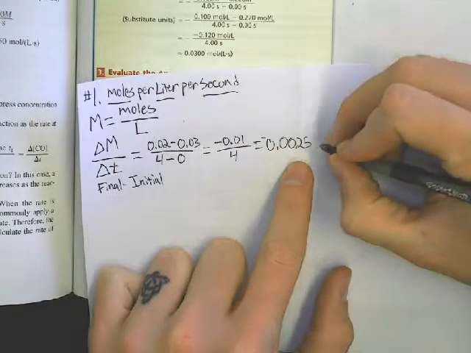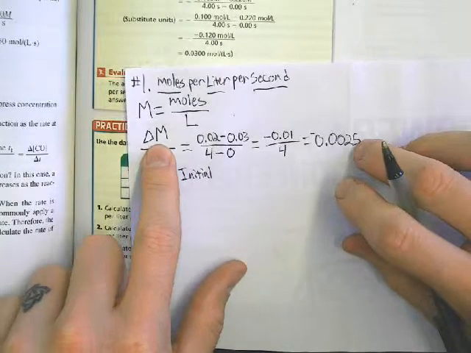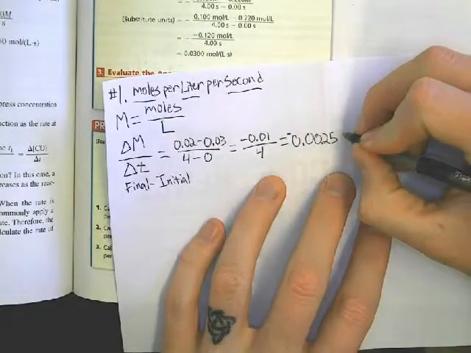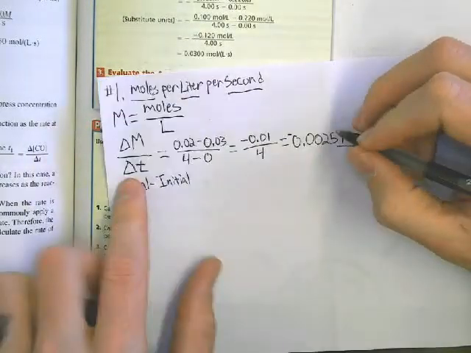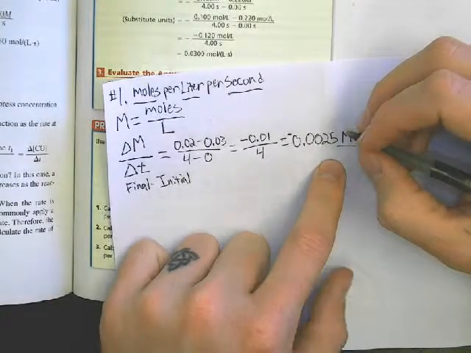Well, right now, let's take a look. What are our units? We have delta M and T, right? So that's molarity divided by time, and we had seconds.